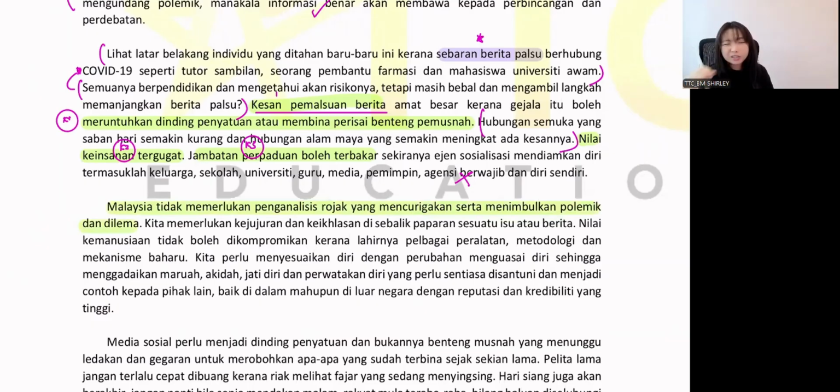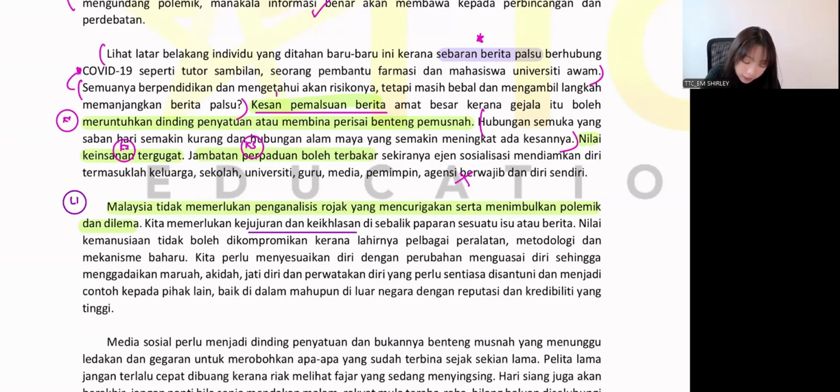Because the penganalisis rojak, they are not so sure about what happens, not 100% the validity, but they will just start spreading the news already. And then do all the analysis, but it's fake one. So this will be the langkah. Kita memerlukan kejujuran dan keikhlasan. So this will be the additional explanations towards penganalisis rojak.